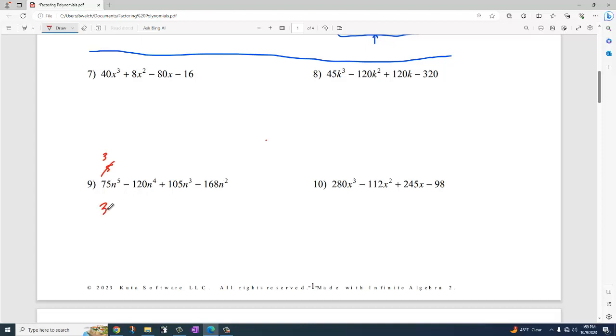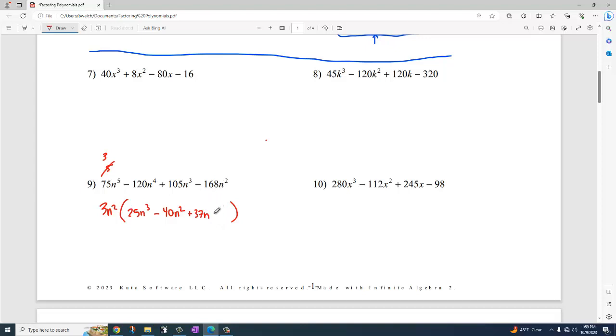So here I'm going to pull a 3n squared, and then I'm going to revisit the numbers. This should become a 25n cubed minus, 120 divided by 3 is 40n squared, 105 divided by 3, 35, so plus 35n.